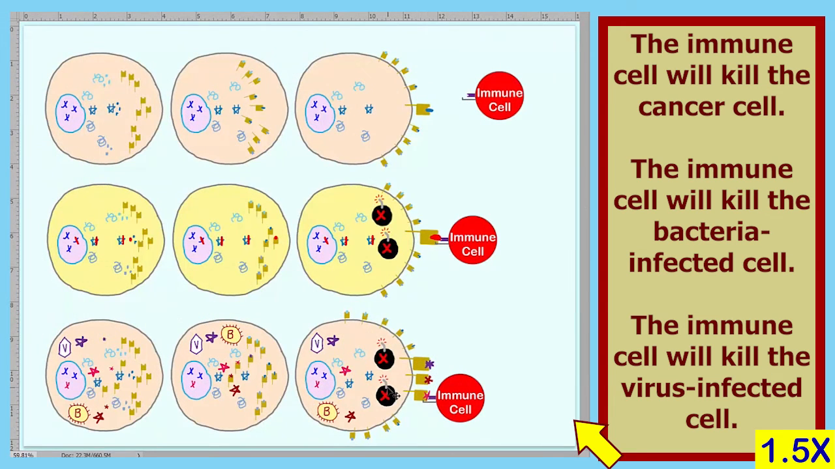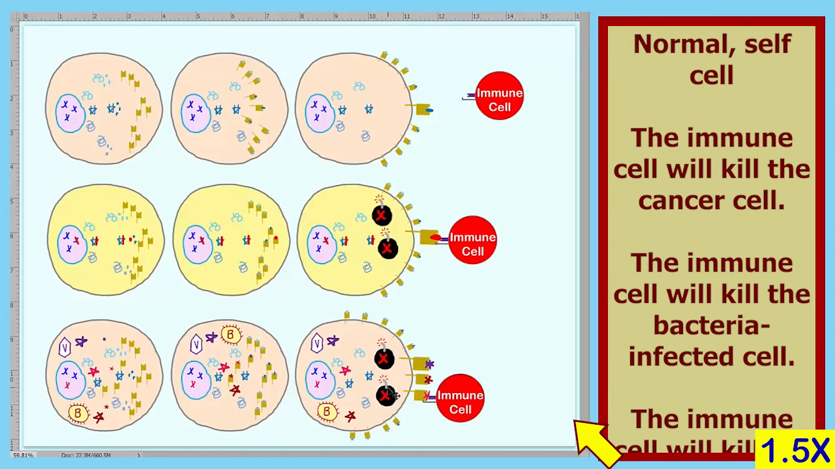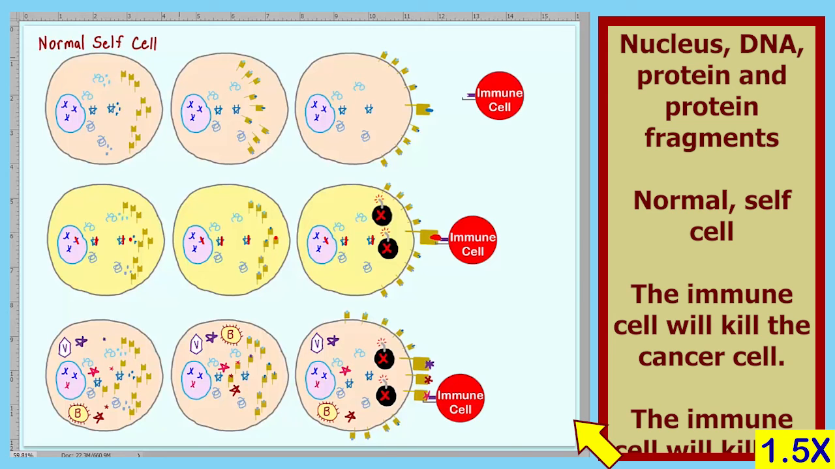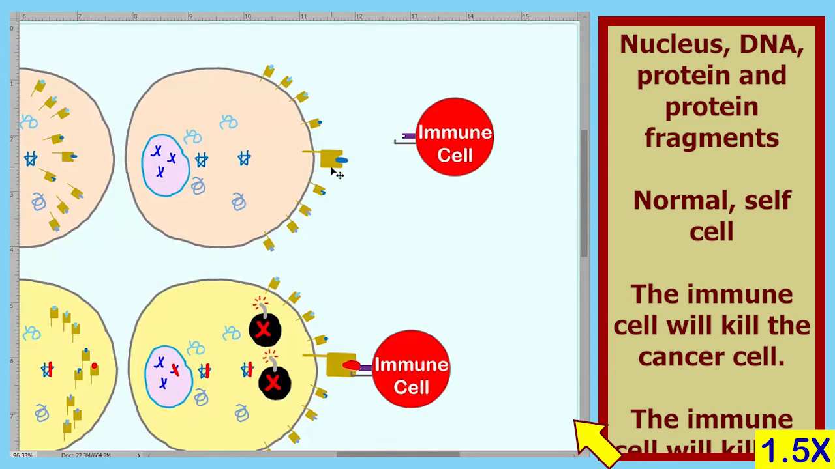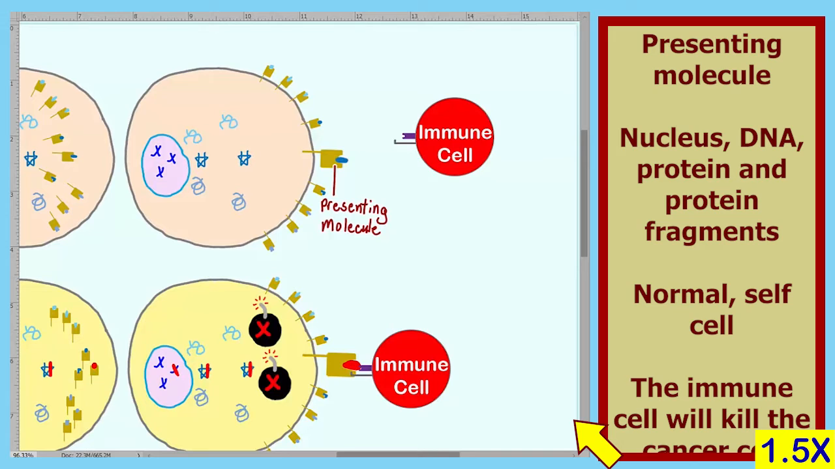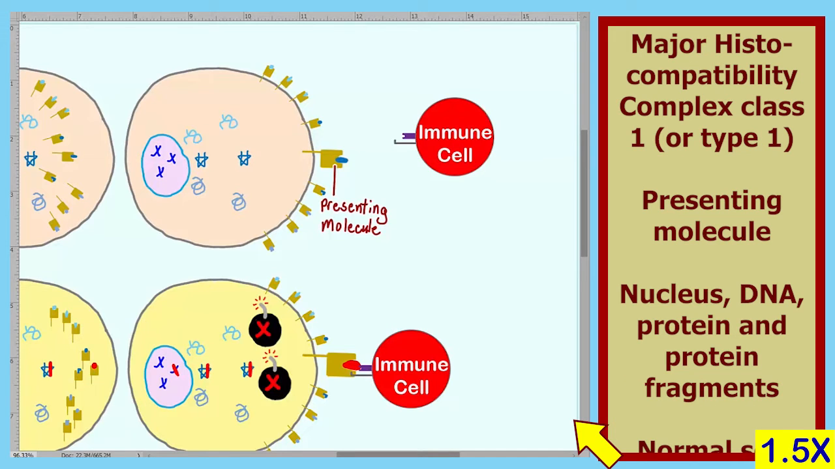Let's annotate some things. The first situation here is just recognition of a normal self cell. In the first cell, we have a nucleus, DNA, protein, and protein fragments. Here on the last cell, we have a presenting molecule. The presenting molecule is also known as the major histocompatibility complex type 1 or class 1, or MHC1.